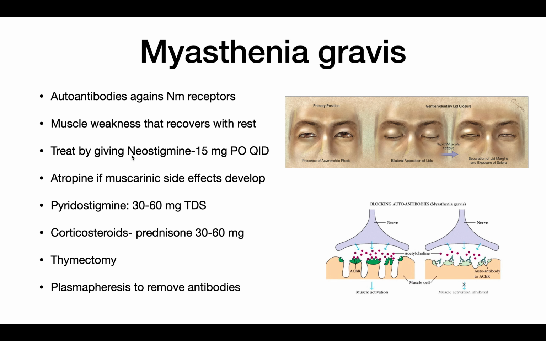So you treat them by giving them the neostigmine, and if a muscarinic side effect occurs, you give them atropine. You can also give them pyridostigmine, and then you also give them the corticosteroids. Strangely enough, doing a complete thymectomy will solve myasthenia. It will cure myasthenia gravis in a good chunk of the population. And then after all this, you use the plasmapheresis to remove the antibodies.